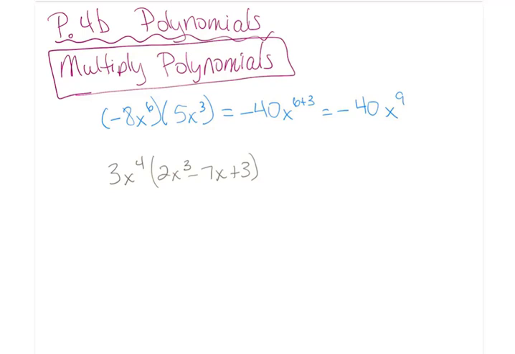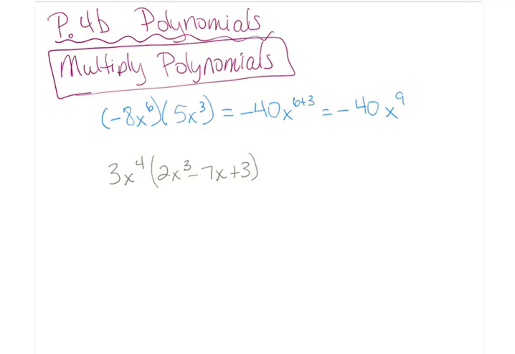So we just got to make sure sharing is caring, and in Mrs. Fitch's math class we share with everybody. So this 3x to the 4th we have to make sure we share with everybody, right? So some people like to write it out the long way, piece by piece, but I think we're just going to try and see if we can put it all together. Sound good?